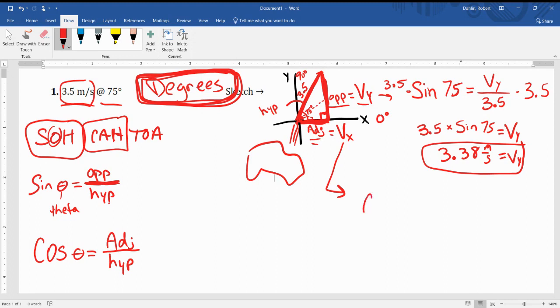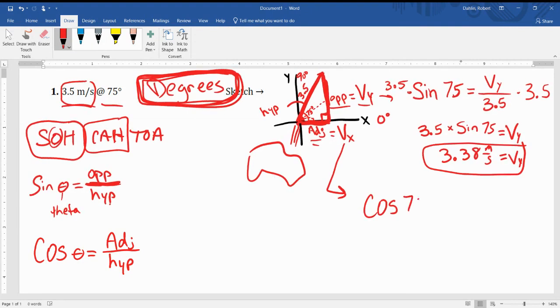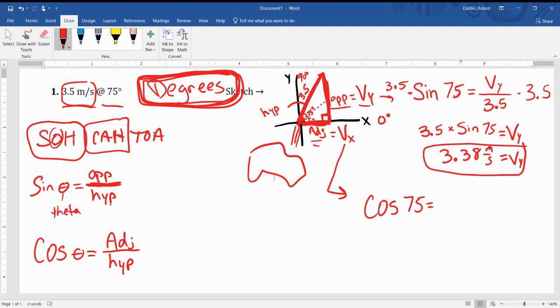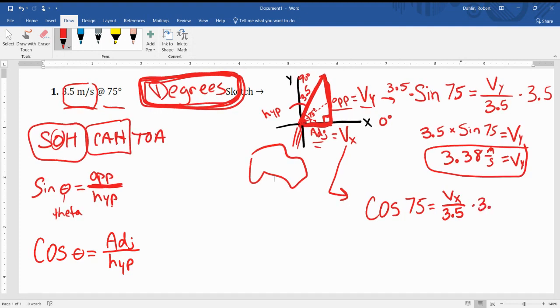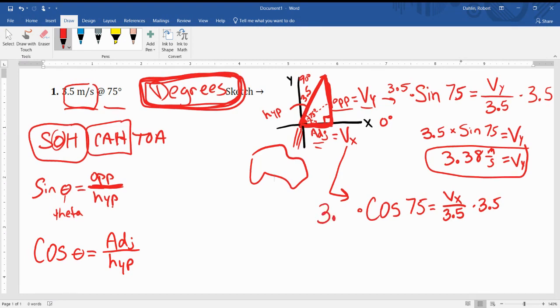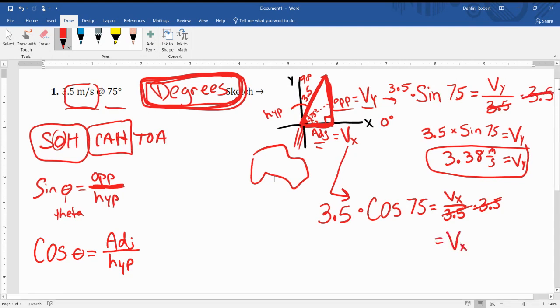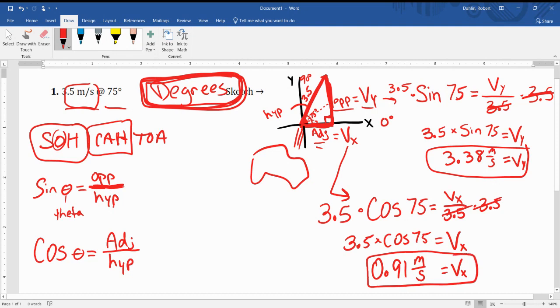So we're going to do this again. Cosine of the angle, still the same one, 75, equals our adjacent side, which we use Vx for, divided by our hypotenuse, which is still that same 3.5. Again, I have to do a little algebra to get the Vx by itself. So Vx is going to equal 3.5 times cosine of 75. When I plug that into my calculator, I get 0.91. Again, the units are meters over seconds. So that's how you find the x and the y component for a projectile.